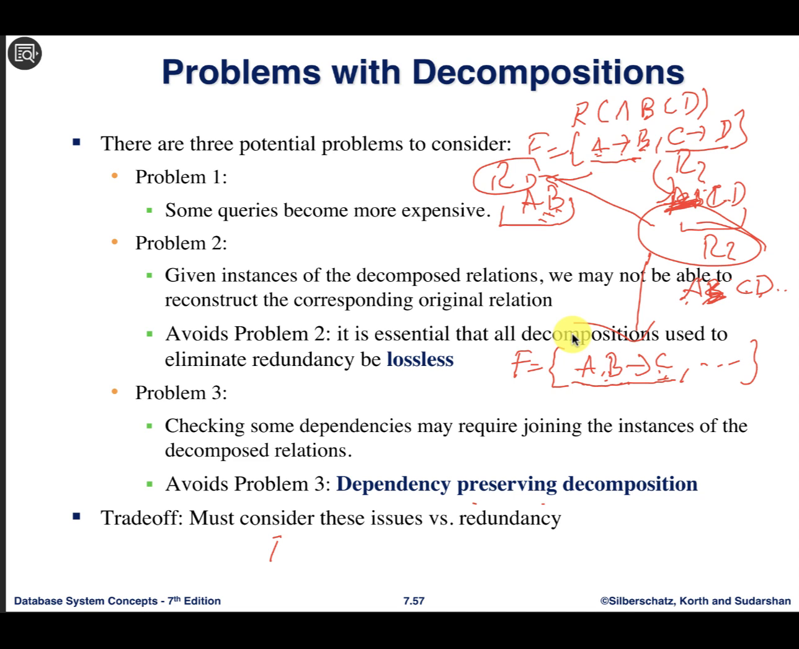That means in this case, I'm going to divide my data and build something similar to the first case, in such a way that for every single dependency, there is no join or expensive operation required in order to test whether this dependency holds or not.